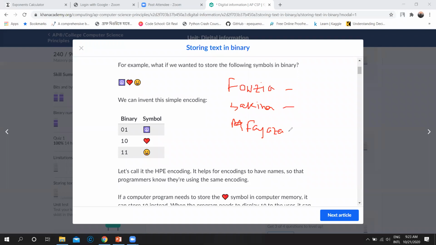Then I will give some specific code in the secret mission. I will give some secret code for Faujia, some for Sakina, some for Faiza. Like I will give 0 1 to Faujia, 1 0 to Sakina, 1 1 to Faiza. So I am the captain. Okay, I am the captain.